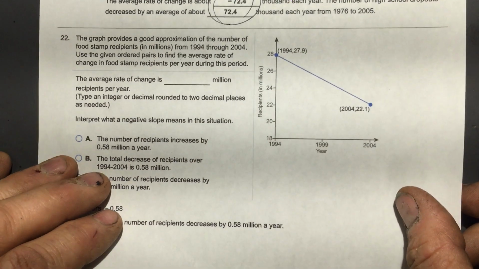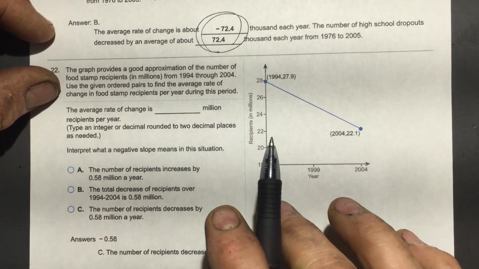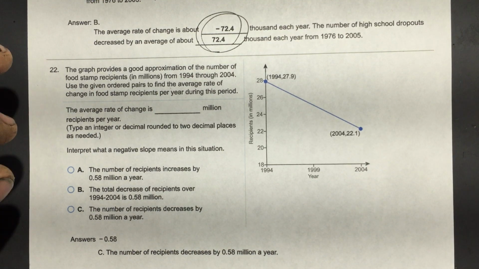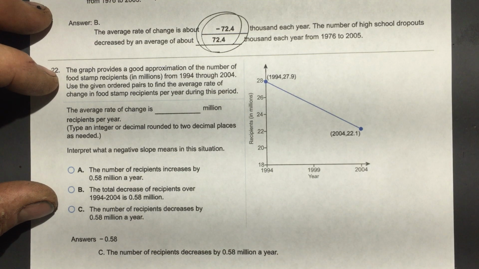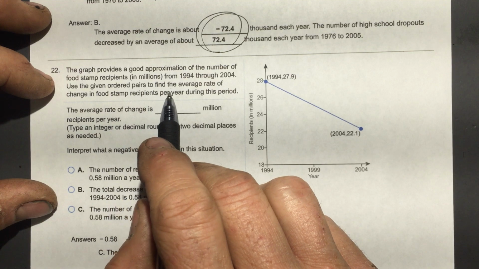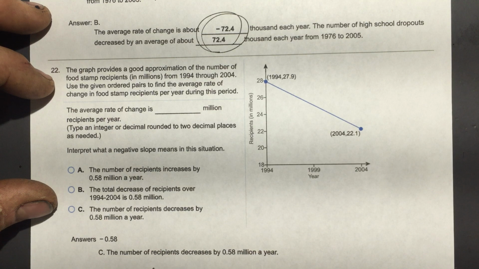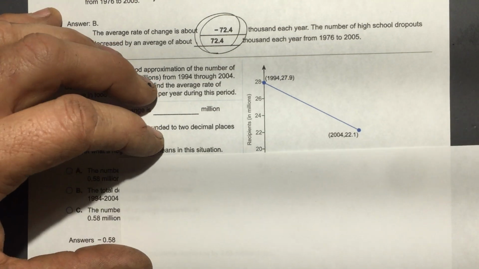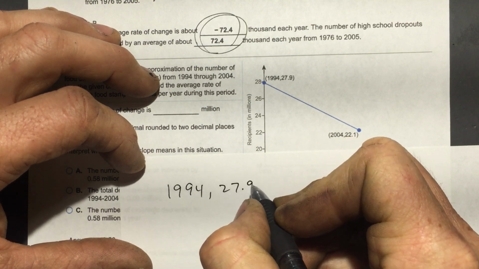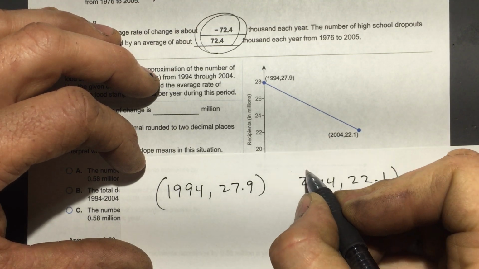Okay, and one last problem here, number 22. The graph over here provides a good approximation of the number of food stamp recipients in millions from 1994 to 2004. Use the given ordered pairs to find the average rate of change in food stamp recipients per year during this period. All right, so look at these 2 points. We got 1994 and 27.9. And then in 2004, it was 22.1.